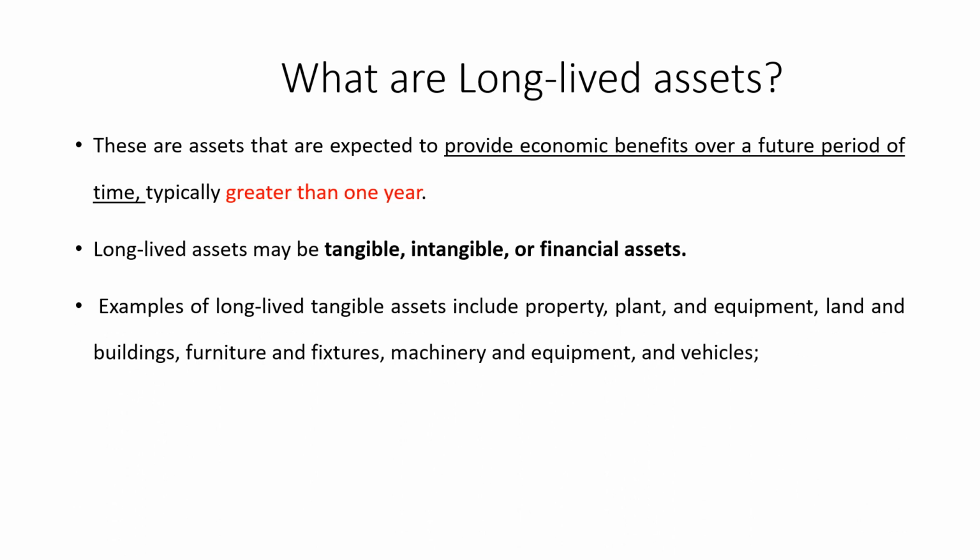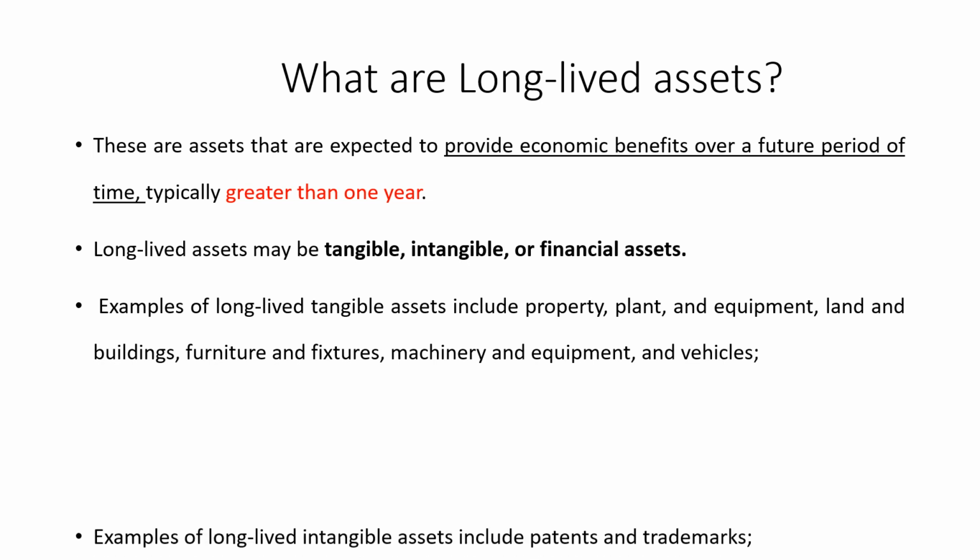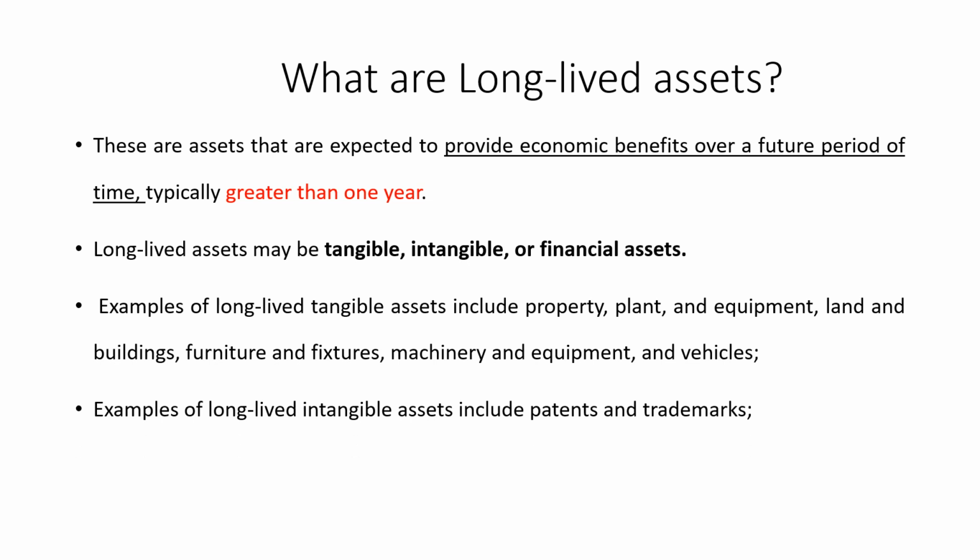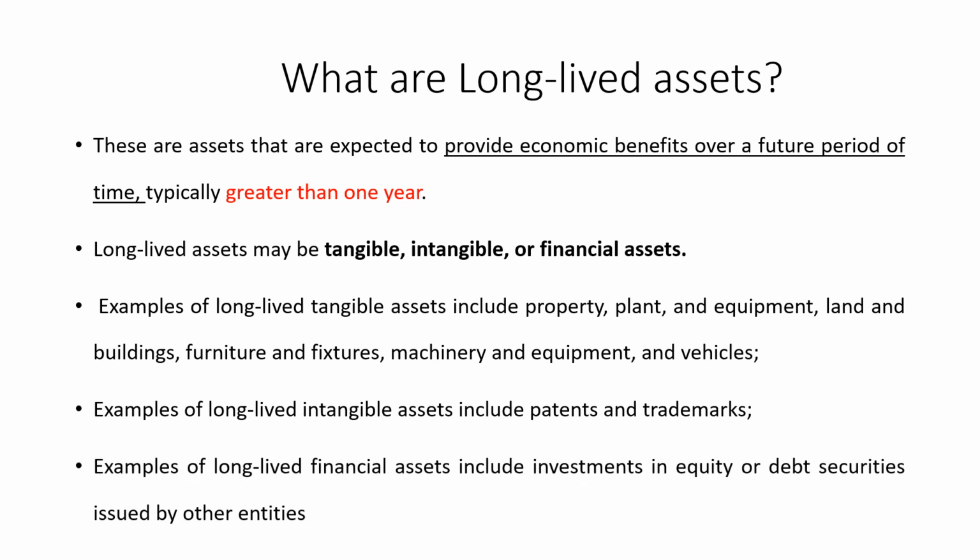Examples of long-lived tangible assets include property, plant and equipment, land and buildings, furniture and fixtures, machinery and equipment, and vehicles. Examples of long-lived intangible assets include patents and trademarks. Examples of long-lived financial assets include investment in equity or debt security issued by other entities, such as debentures.